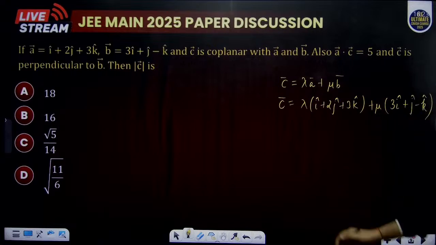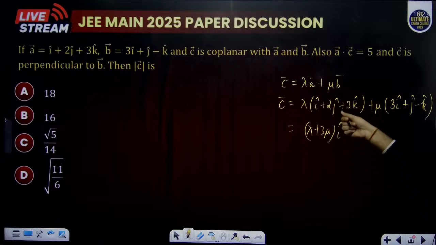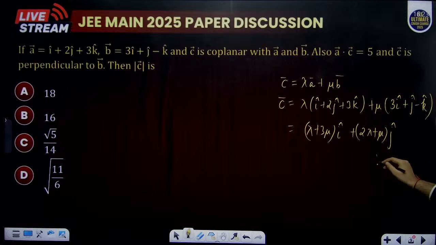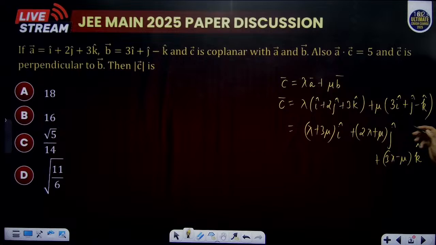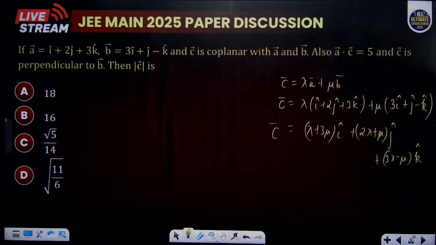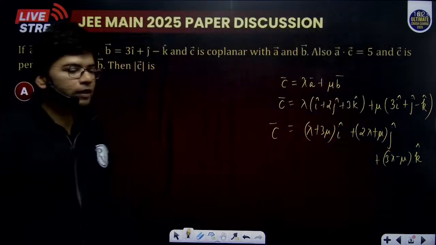Right? So that means I'll get lambda plus 3 mu times i cap, 2 lambda plus mu times j cap, and 3 lambda minus mu times k cap. This is my C bar. Now C vector is coplanar with A and B. Also A dot C is given as 5. So A dot, if I take it with C, I should get the output as 5.